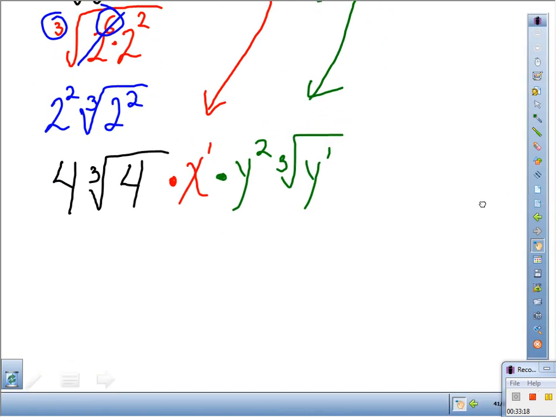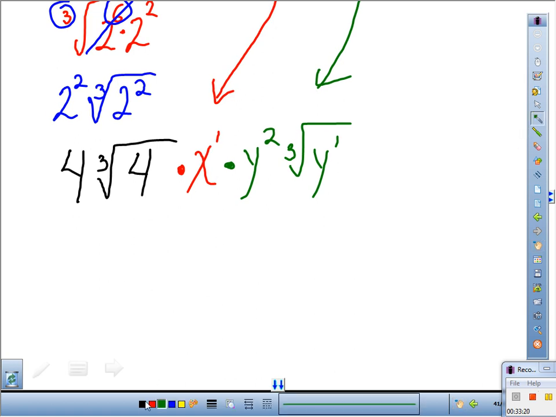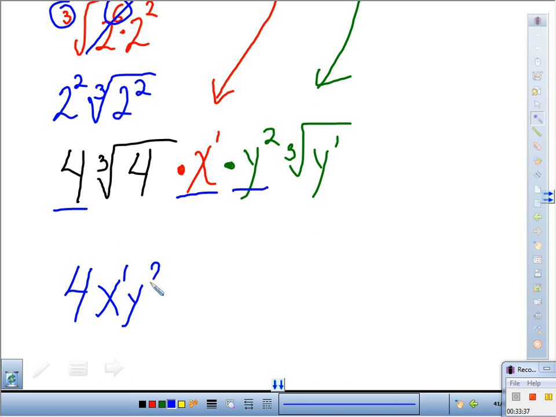Look at it. Look at all the factors that are outside a radical. Underline them. The 4. What else? X to the first. And what else? Y to the second. So we need to write those together by themselves. So we get 4 x to the first, y to the second.